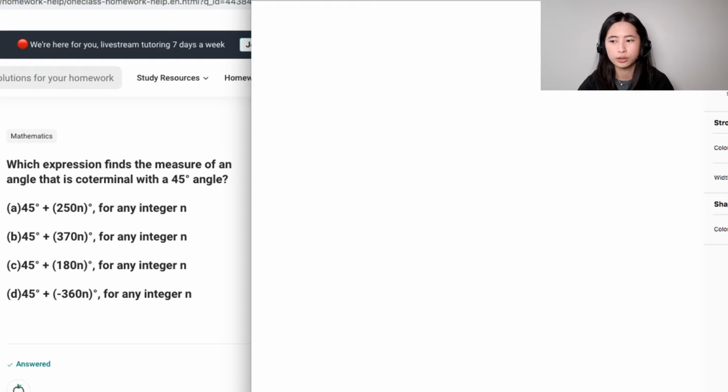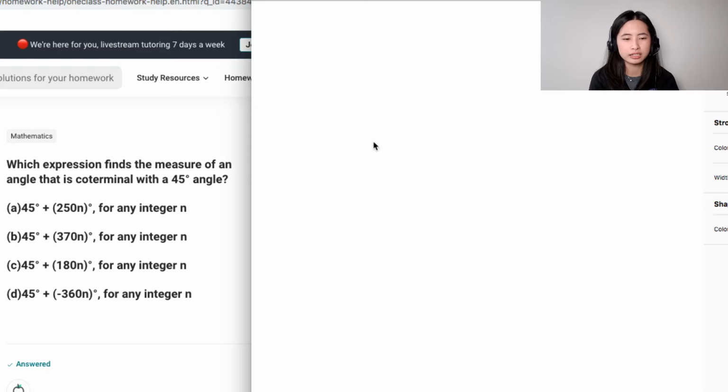Okay, great. So for the first question, we're looking at coterminal angles. Let me just select the pen. They're asking us which expression finds the measure of an angle that is coterminal with a 45-degree angle. So first of all, let's just define what a coterminal angle is, if you recall back to math class.